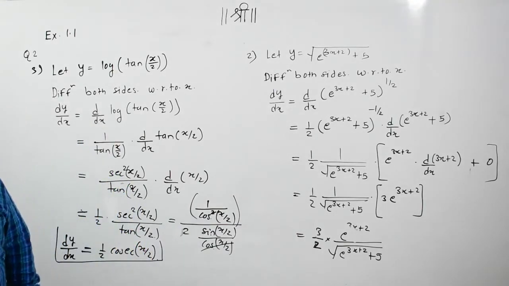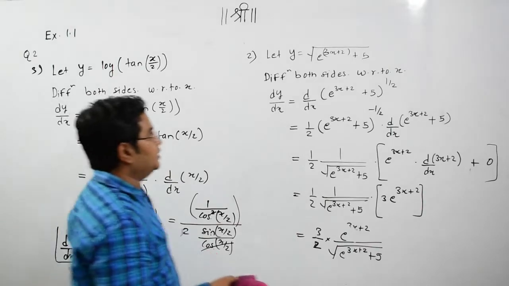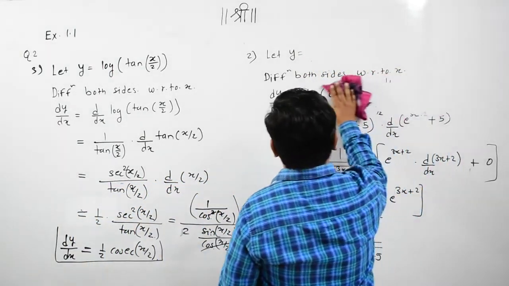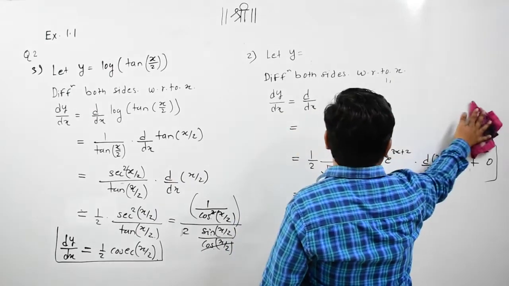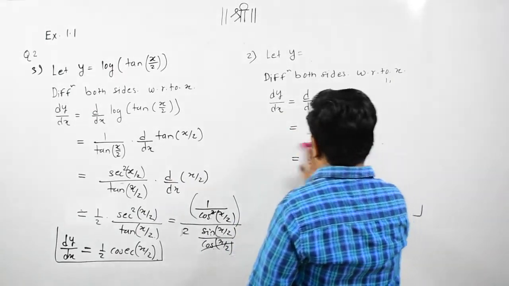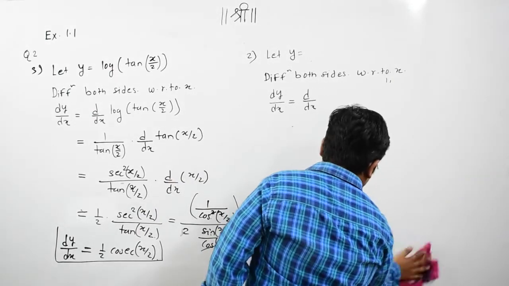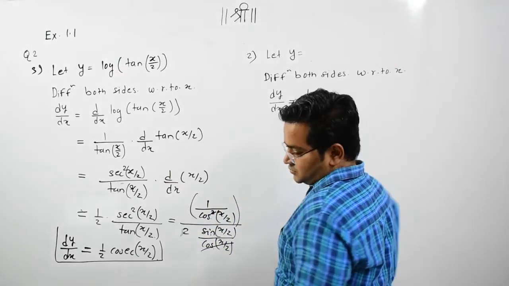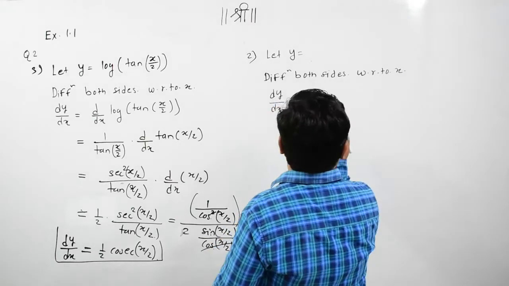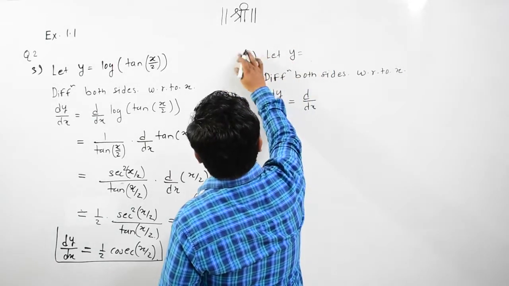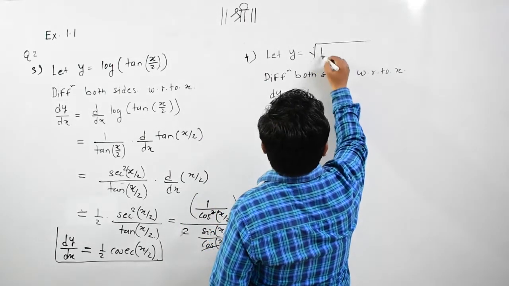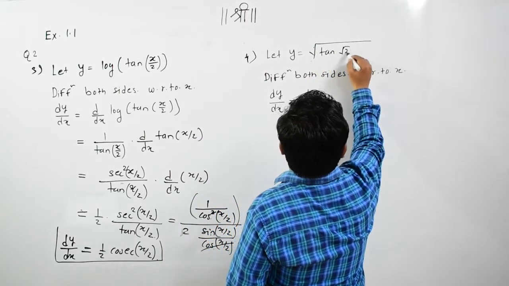Our next question is under root of tan x, so tan under root x. So let y is equal to... I will erase all these things and just fill in the blanks. Let y is equal to, question number 4, under root of tan under root x.